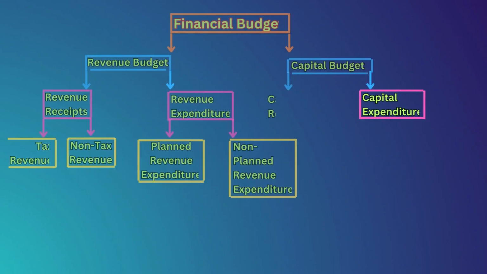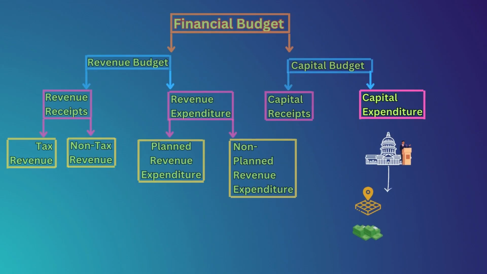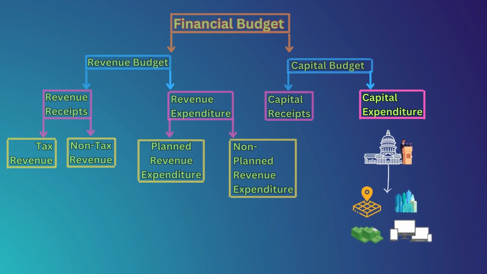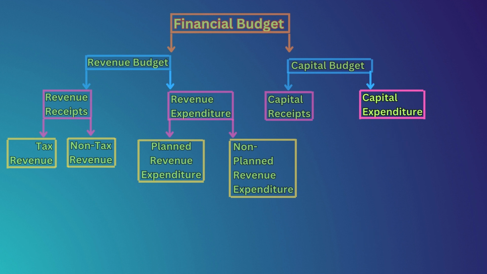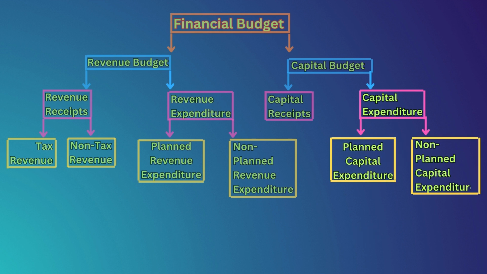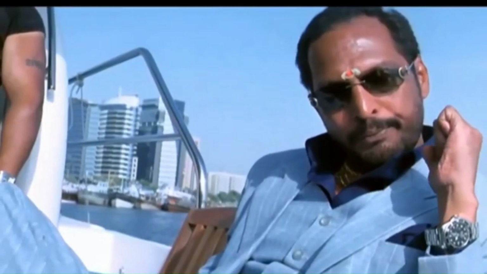Capital expenditure is money spent by the business or organization on acquiring or maintaining fixed assets such as land, buildings, and equipment. Capital expenditure is divided into planned and non-planned.